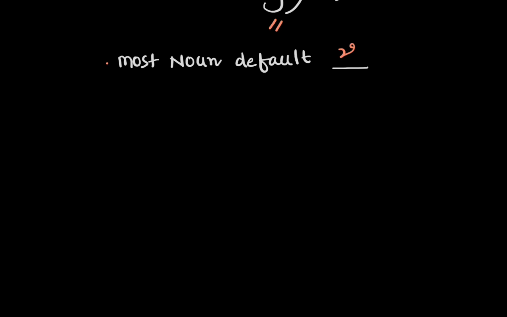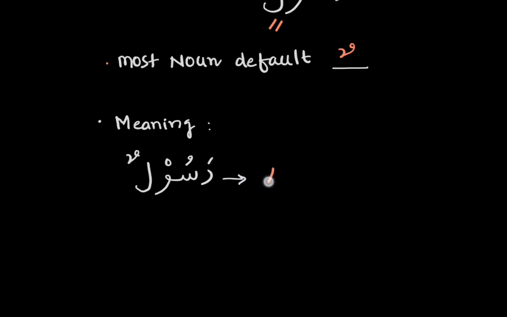Now coming to the meaning of these examples. What are the meanings of these examples? For example, if you see rasulun, rasulun means a messenger.